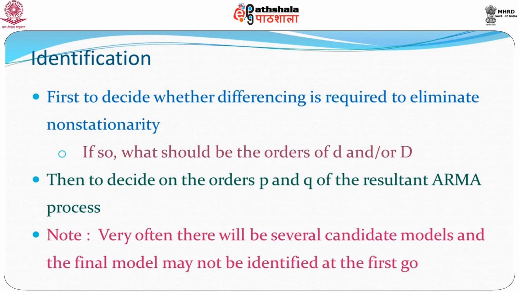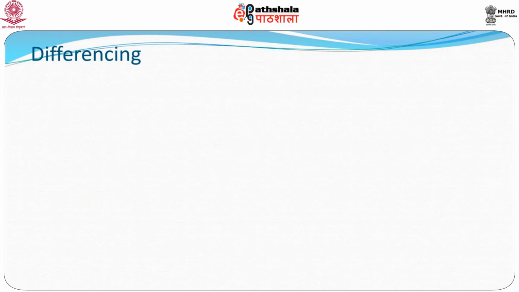Very often there will be several candidate models, and the final model may not be identified at the first go. So, we need to go back and forth and see which of these models will give us the best fit. Why does this happen? We will see that in a moment. Now, let us first look at the choice of small d and capital D.